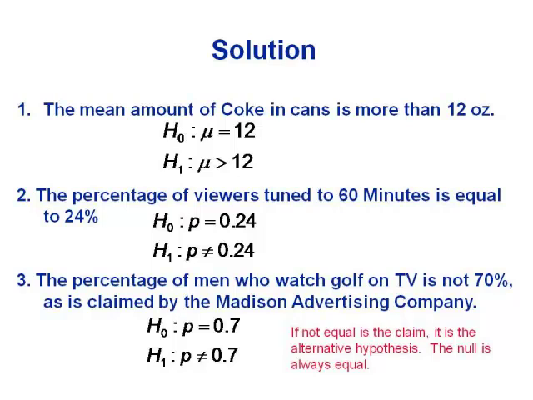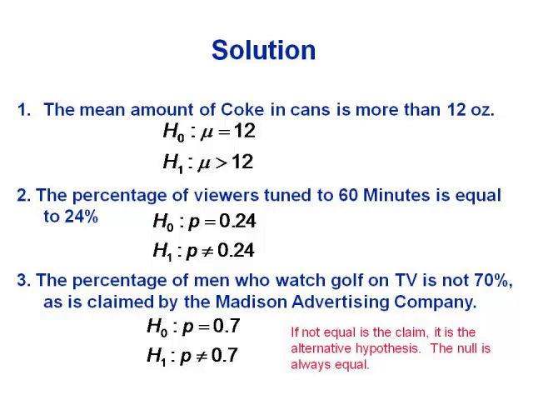So mean amount is more than 12. That's an alternative. So H1 is mu greater than 12. That means I'm going to keep the 12 for the null but change it to an equal sign. So H0 is mu equals 12. If I think the percentage of viewers tuned to 60 Minutes is equal to 24%, that's the null. So my P this time, because I'm talking about percentages or proportions, my H0 will be P equals 0.24. I'm changing that percentage to a decimal.